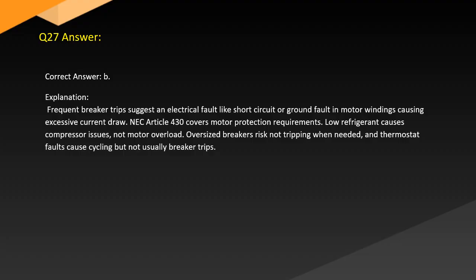Answer. Correct answer B. Explanation. Frequent breaker trips suggest an electrical fault like a short circuit or ground fault in motor windings causing excessive current draw. NEC Article 430 covers motor protection requirements. Low refrigerant causes compressor issues, not motor overload. Oversized breakers risk not tripping when needed, and thermostat faults cause cycling but not usually breaker trips.